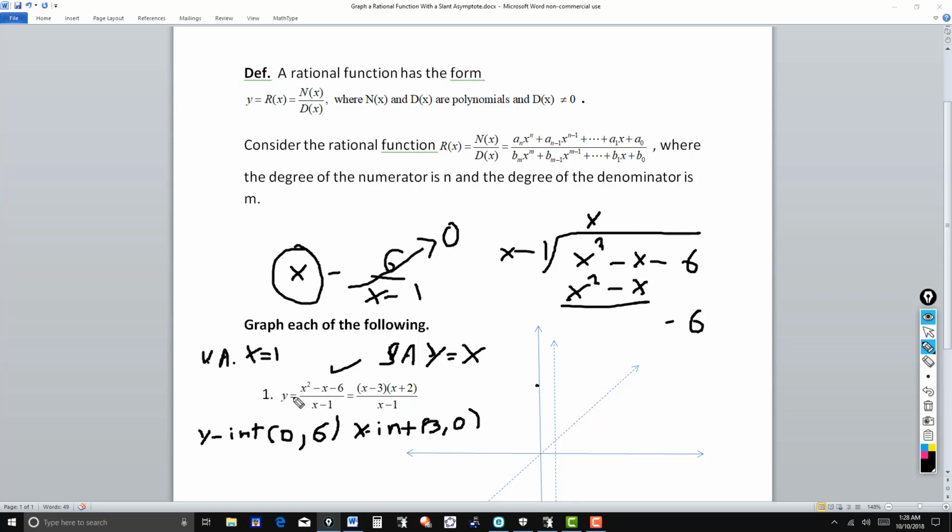Okay, so we're trying to find the values that generate y equal to 0. Okay, you can also see that if x is -2, the y value is 0. Okay, so we have the y-intercept and we have 2 x-intercepts.